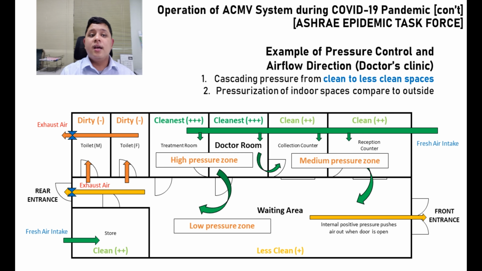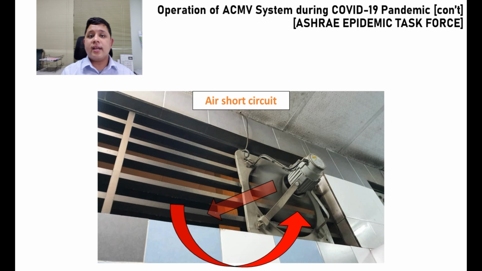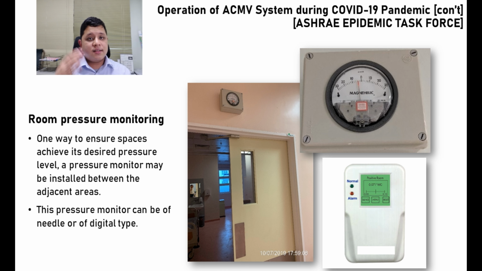Pressure between the doctor's room and the adjacent collection counter can also be controlled by controlling the amount of makeup air entering the space. Care should be taken when installing an exhaust fan at toilet louvers, as this will result in air short-circuiting and the pressure differential will not work. An example is in the picture below. The building enclosure must be properly sealed in order for pressurization to work. Do consult your engineering professional for advice before installing your exhaust fan. Pressure levels between adjacent spaces can be monitored using a pressure monitoring device. This device can be of analog type or digital type, as shown in the slides below.